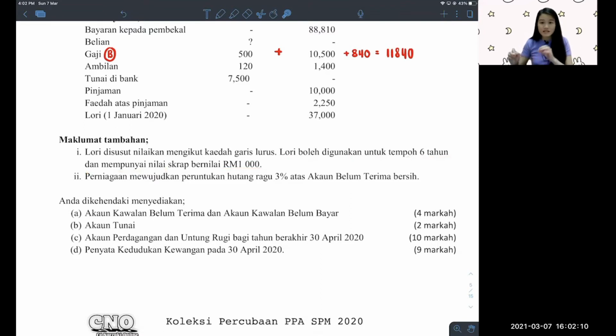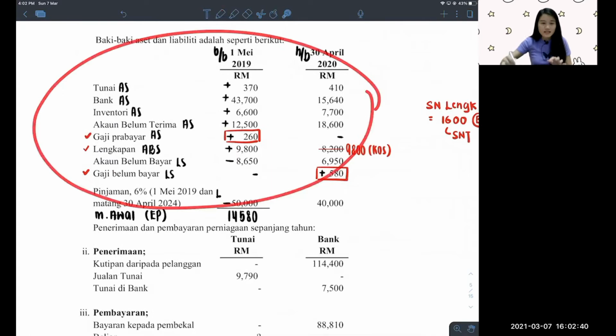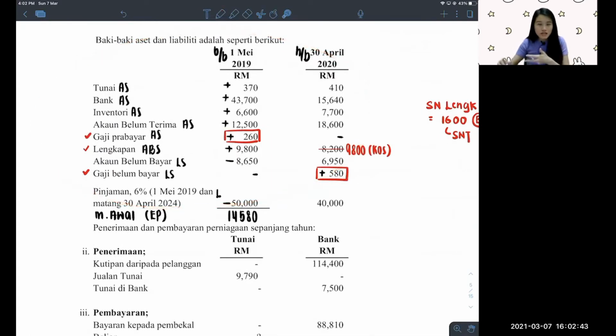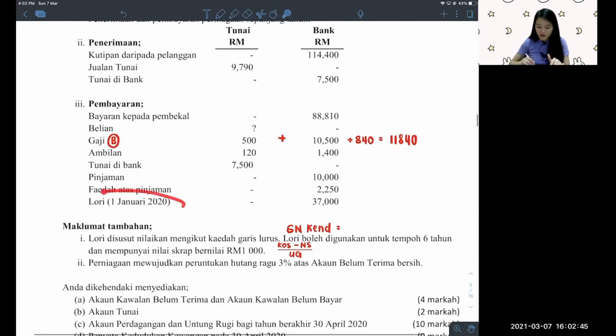So this one is the susut nilai formula called garis lurus, but not in percentage form. They give you tempoh usia guna dengan nilai scrap. So the formula will look like this, yeah. Cost minus nilai scrap divided by usia guna. So we apply this to our lori, but you don't write lori lah, guys. Lori have to be changed to kenderaan. So equals to, now what is the cost? Do you recall back up here, there isn't any lori before, but why suddenly got susut nilai? Because I bought a new one over here.